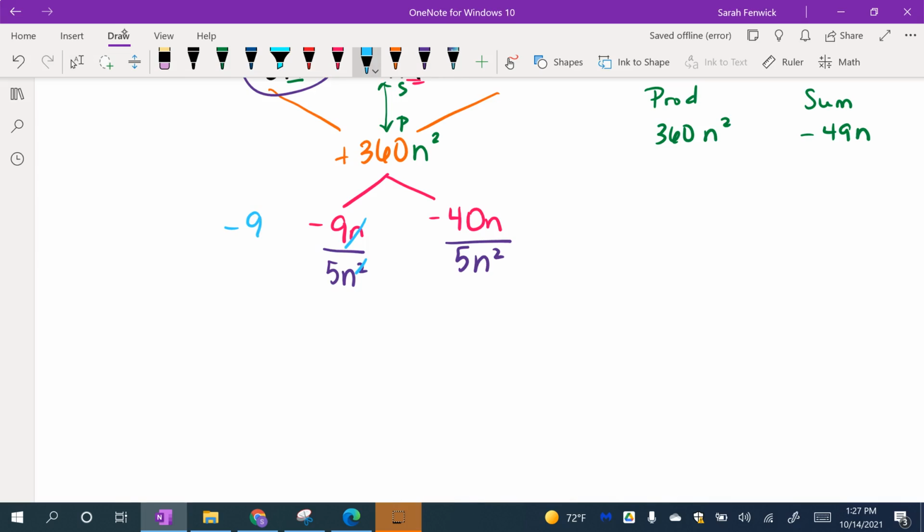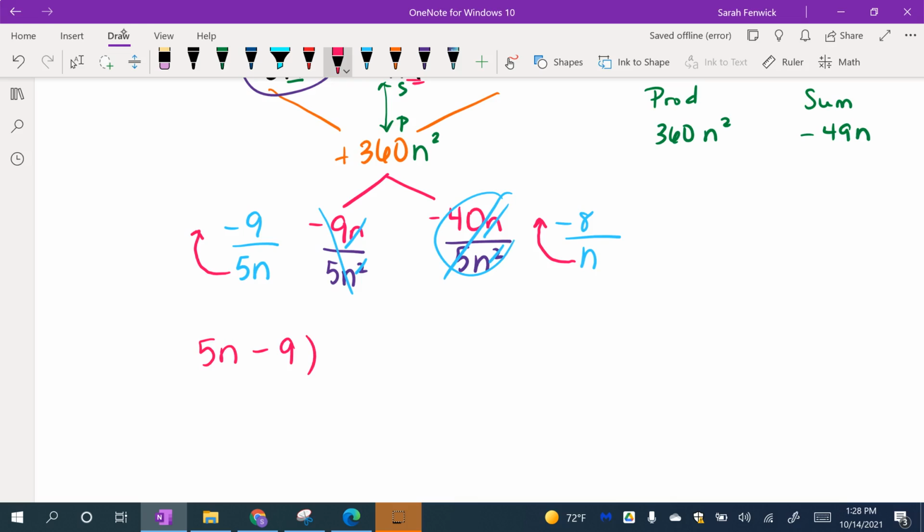So here, negative 9 and 5 don't have anything in common, but n goes into n squared. So I really have negative 9 over 5n. On this side, cross the whole thing out when you're done with that. Negative 40 over 5 is negative 8. N goes into n squared, and I'm done with that. Now, here comes the slide part that you should have learned. Whatever's on the bottom comes around in front of that sign. So we have 5n minus 9 and n minus 8.